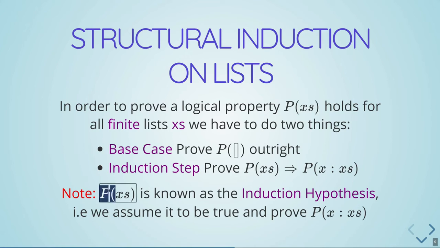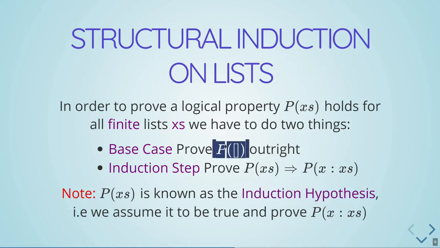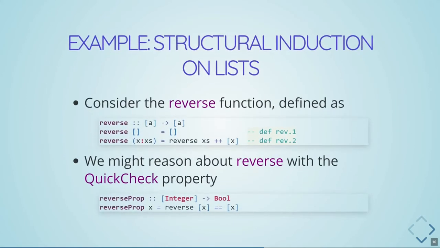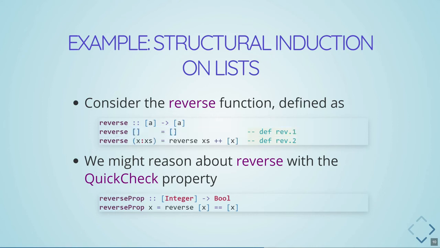So P of xs, we're going to call this the induction hypothesis. This is something that after we've done the base case, we can just assume it to be true. Let's consider an example of this. The reverse function on lists can be defined using these two pattern match cases.